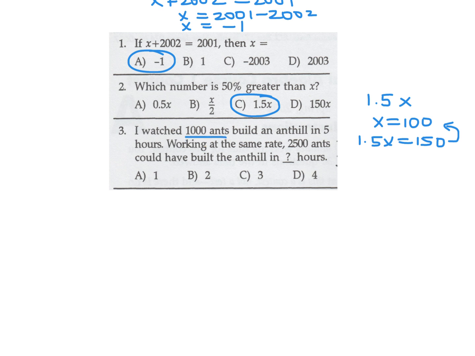I watched 100 ants build an ant hill in 5 hours. Working at the same rate, 2,500 ants could have built the ant hill in how many hours? Okay, so 2,500 ants, and then you're comparing it to 100 ants, so it's 25 times the number of ants. So that means the 5 hours, you would have to divide by that 25 to get the number of hours, and that's 0.2. So basically the answer is B for number 3.